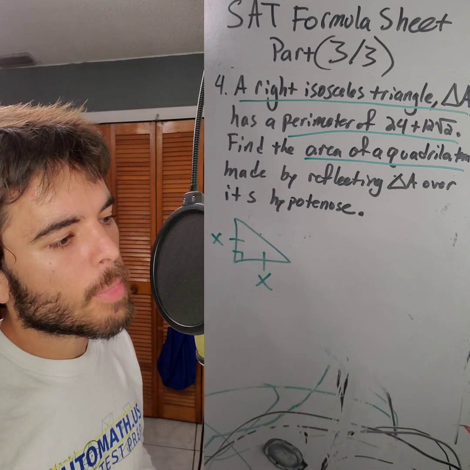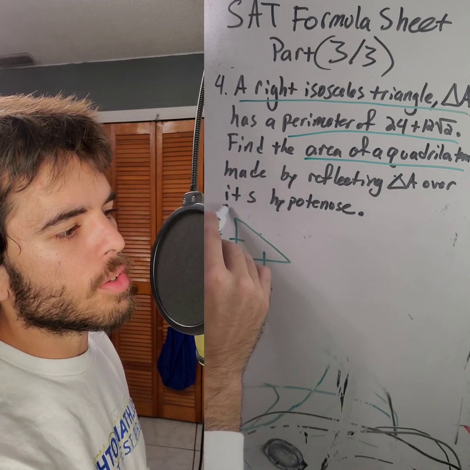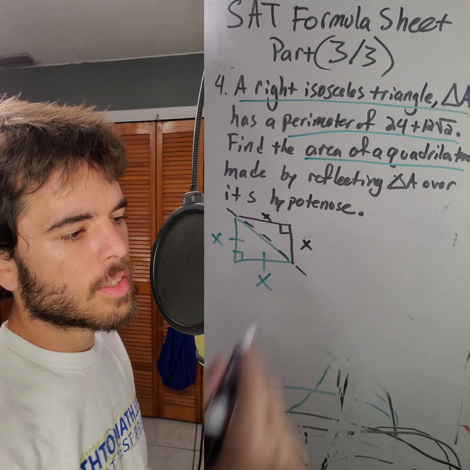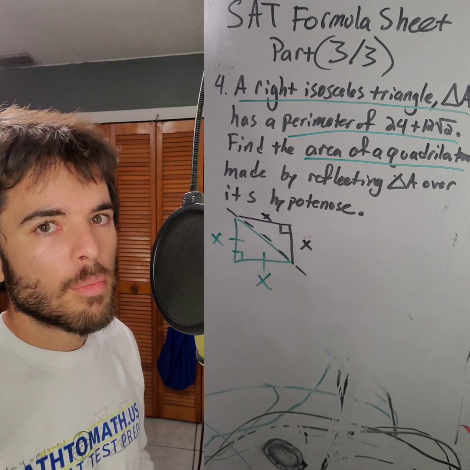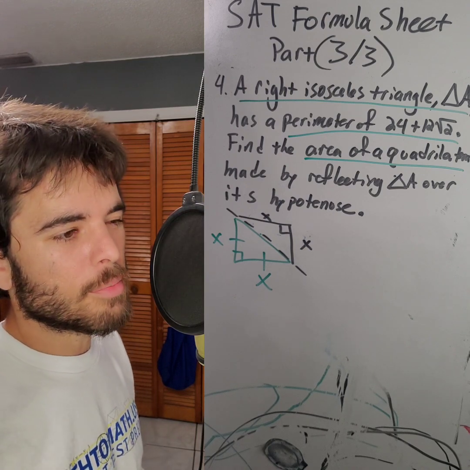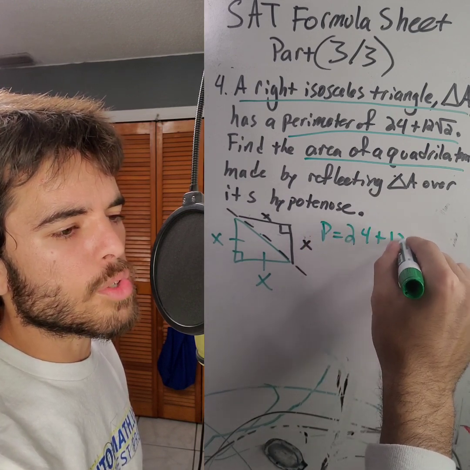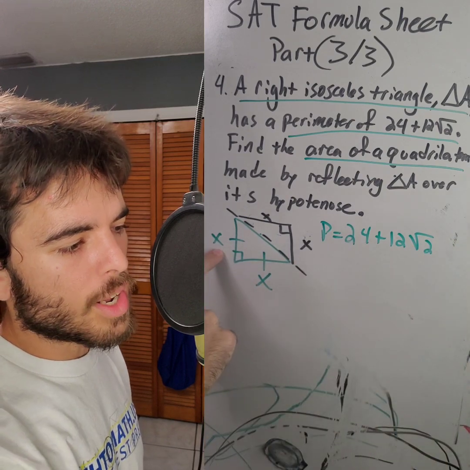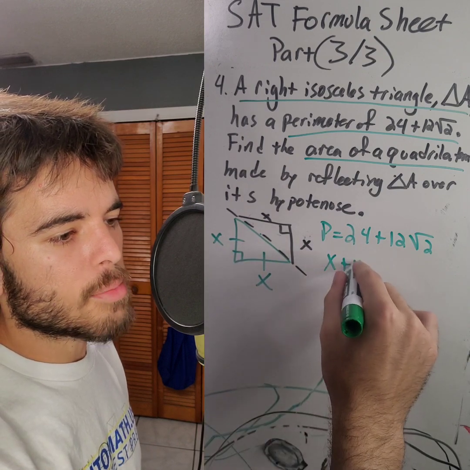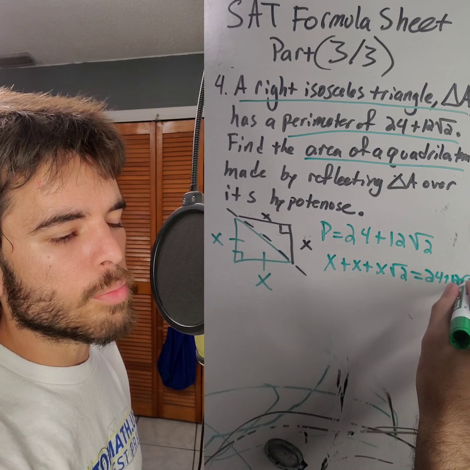Before we try to digest all of that, let's just envision the quadrilateral that they're asking the area about. We have to reflect over the hypotenuse. So it looks something like this. As you can see, we end up having a perfect square. So we have to find the area of this square. But they didn't give us the perimeter of the square. They gave us the perimeter of the triangle. So P equals 24 plus 12 square root of 2. And the original triangle's perimeter would be all the sides added up together. So we would have x plus x plus x square root of 2 equals 24 plus 12 square root of 2.